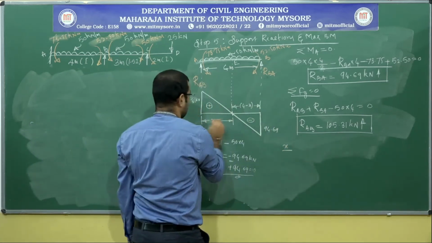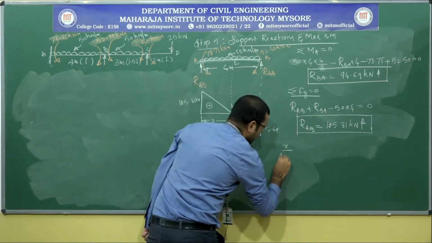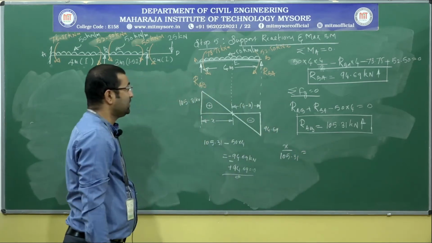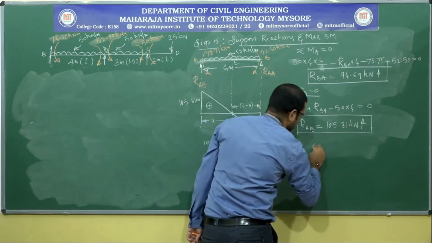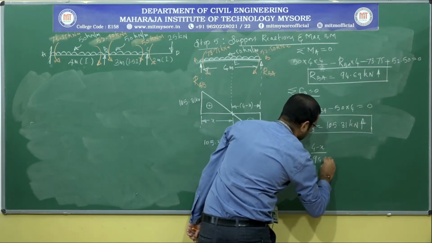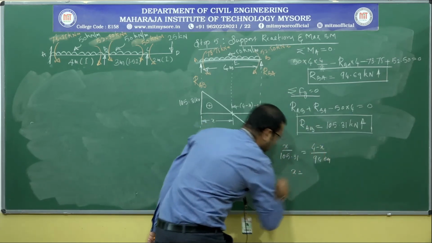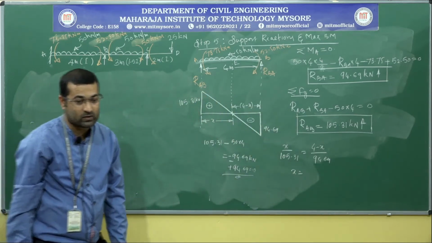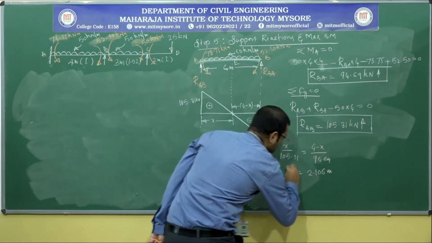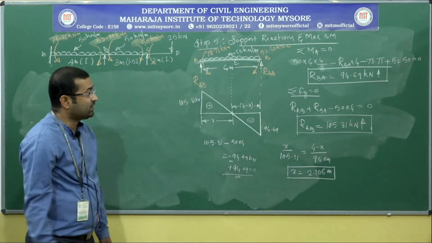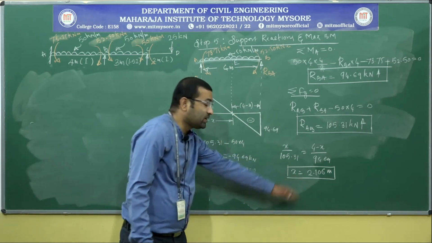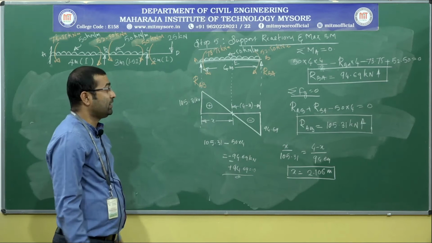So it is x, the base of this triangle, to the height, that is 105.31. This ratio must be equal to the other triangle, that is the base of this triangle, 4 minus x, divided by the height of the triangle, that is 94.69. If you cross multiply and calculate, you will get the x value as 2.106 meters. That is the distance at which the shear force is 0. It means exactly at this location we can expect the maximum bending moment.